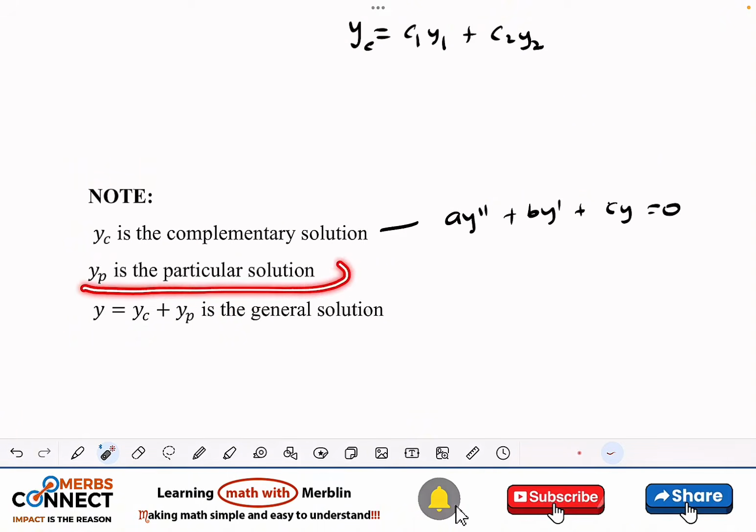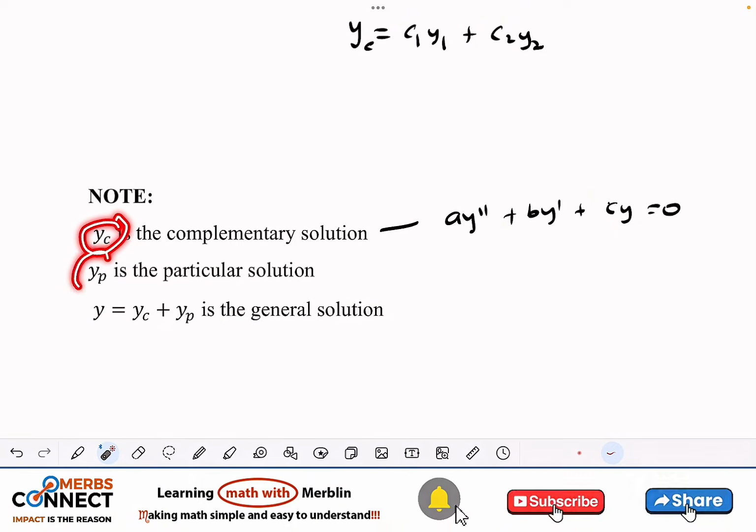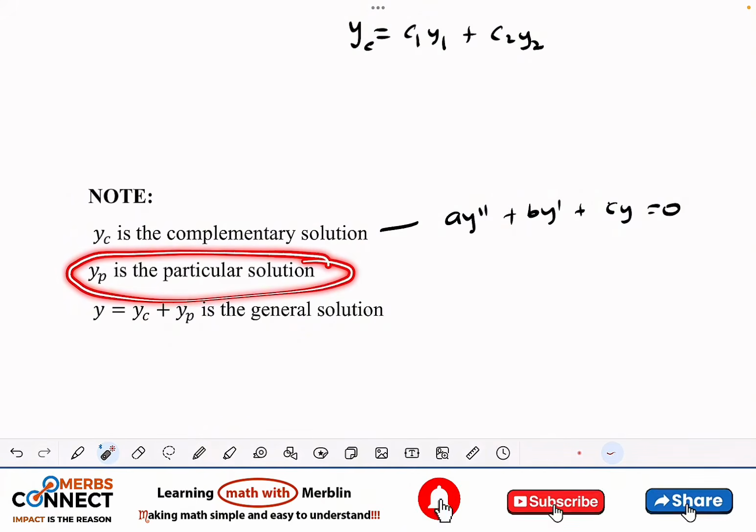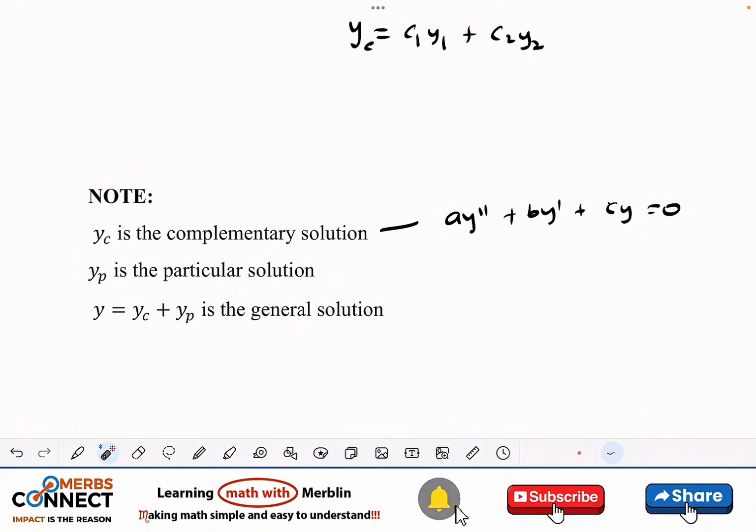With the particular solution, I'll go through the next slide how we can get it. After I've gotten the complementary solution and the particular solution, when I add these two together, I have the general solution. So all we just need to do is look at how we can find our particular solution.